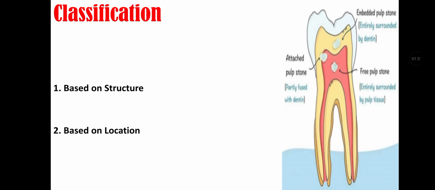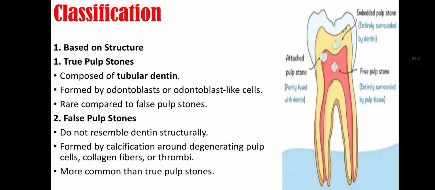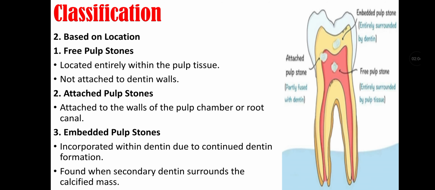Classification of pulp stone. Based on structure and based on location, they are classified. Based on structure, there are true pulp stone and false pulp stone. True pulp stone composed of tubular dentine and they are formed by odontoblasts or odontoblast-like cells. They are rare compared to false pulp stone. False pulp stone do not resemble dentine structurally. They are formed by calcification around degenerating pulp cells, collagen fibers, or thrombi. They are more common than true pulp stones.